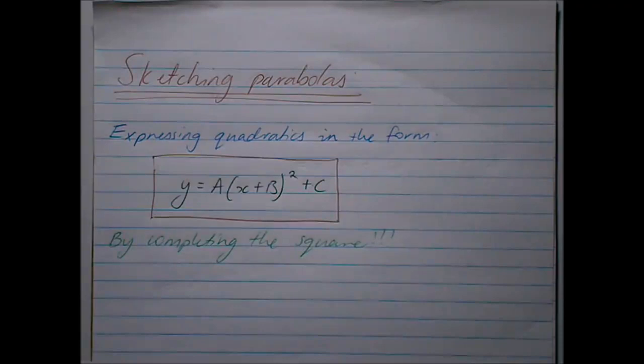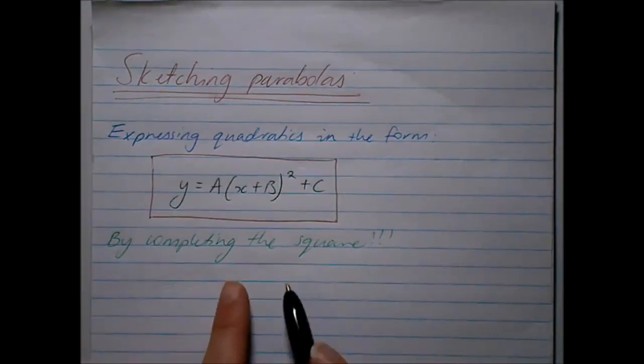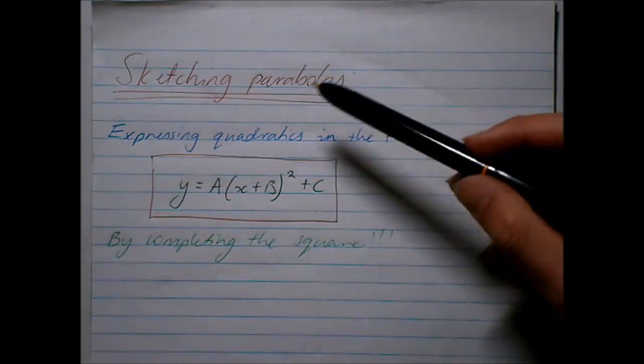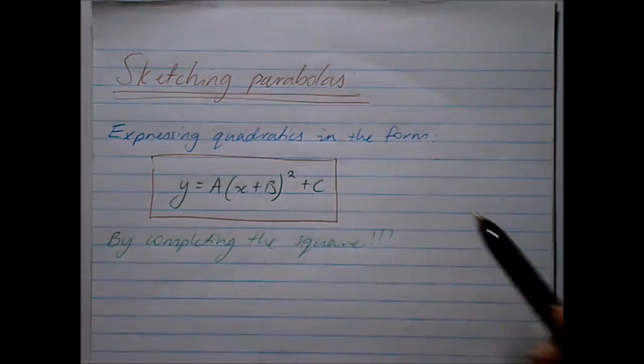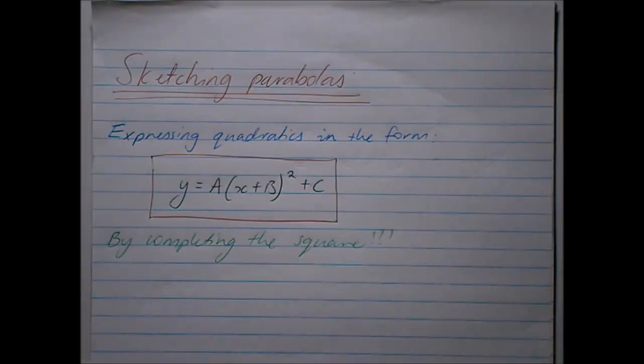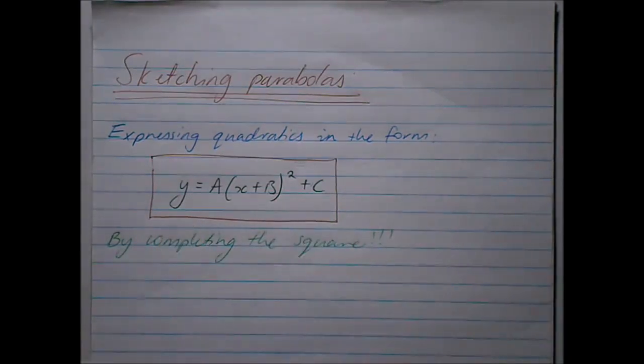Okay guys, so this is sketching parabolas, and I'm actually going to split this topic into two separate videos. The first one, this one here, is going to be using the completing the square method to express a quadratic in this form y equals (x plus b) squared plus c. And the second video is going to be on how to use this form to actually sketch a parabola.